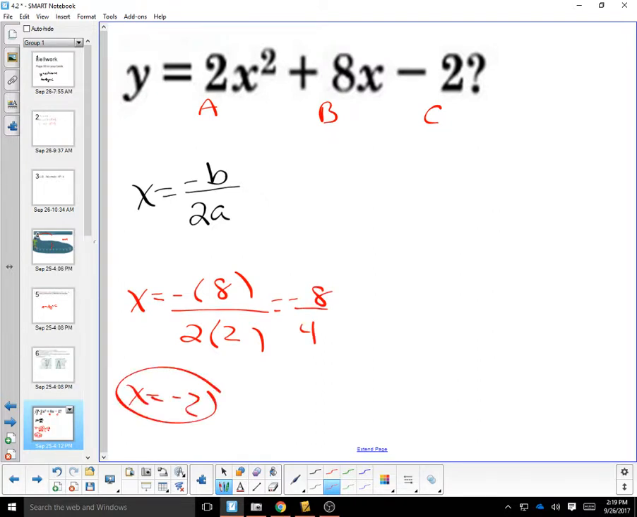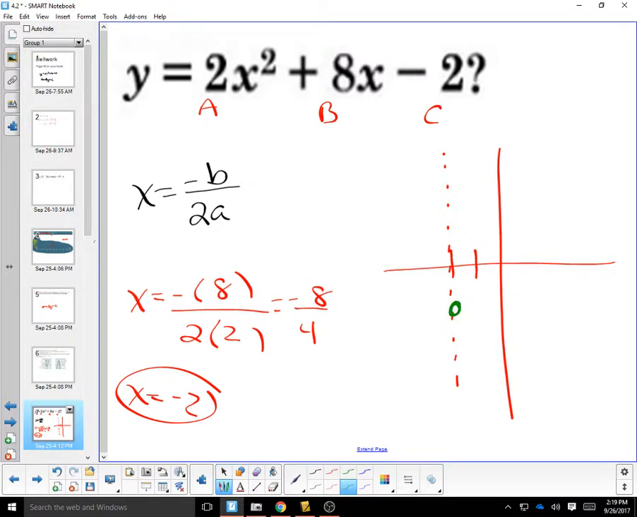What does that mean? If I go negative 2, the axis of symmetry is that line. Okay? Now, why is that line important? That's the middle of the thing. That's for the vertex. The vertex has to be on that, right? It has to be on there.